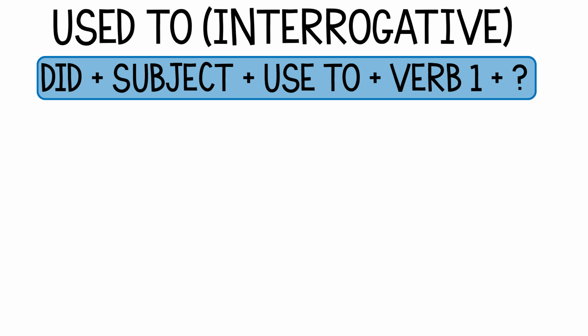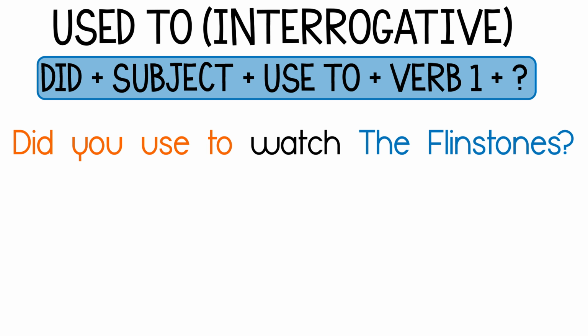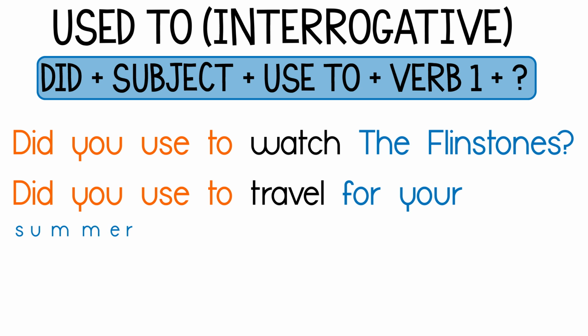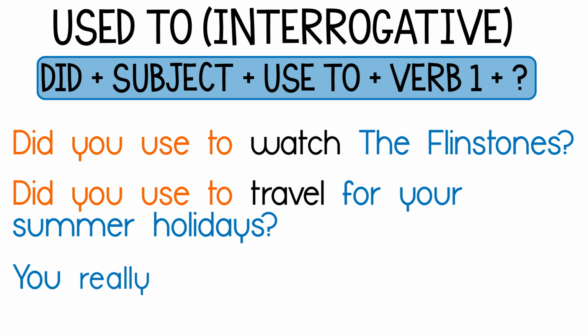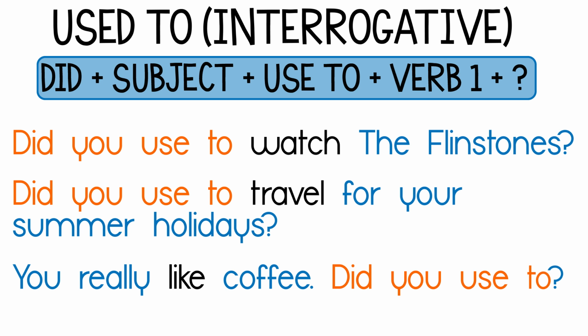And how about asking questions? We can also use used to ask people about their past routines. When asking questions, we use the structure did you plus used to plus verb 1. For example, did you used to watch the Flintstones? Did you used to travel for your summer holidays? You really like coffee. Did you used to?